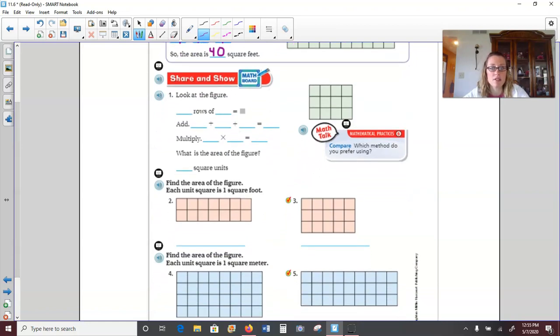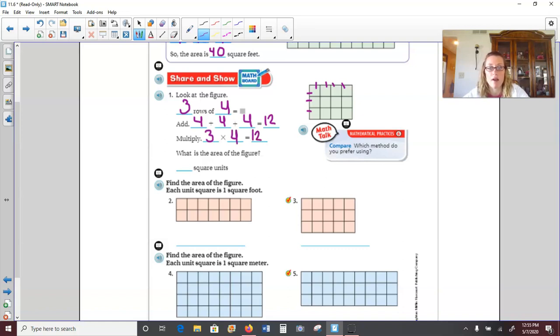Looking at this figure to the right, how many rows are there? 1, 2, 3 rows of how many? How many are in each row? 1, 2, 3, 4. So we have 3 rows of 4. With addition, that would mean adding 4 plus 4 plus 4: 4, 8, 12 would be the total. Or a quicker way would be multiplication: 3 times 4, which again equals 12.